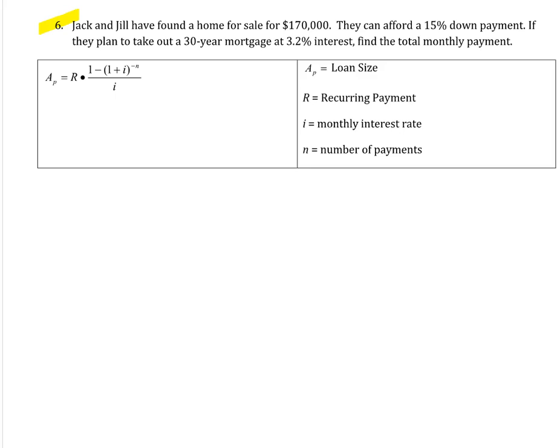Okay, next is our mortgage problem. Don't worry, we'll always give you a formula for this. You just have to know how to use it. So Jack and Jill found a home that's for sale for $170,000. They can afford 15% down. So that means how much money they'll pay ahead of time before asking for a loan. They plan to take out a 30-year mortgage at 3.2% interest, and we want to find the total monthly payment.